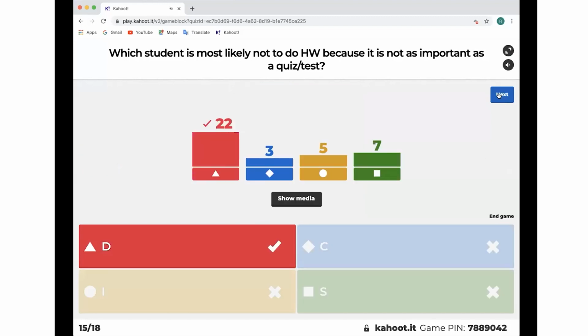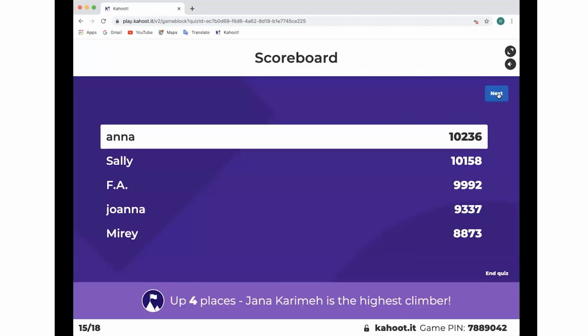Absolutely, D's. They want results. So they only want to do tasks that are graded. They'll often say, is this graded? Results matter, and if they don't think it's important, they're not going to do it.